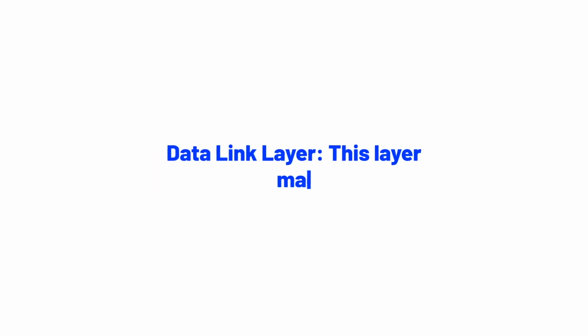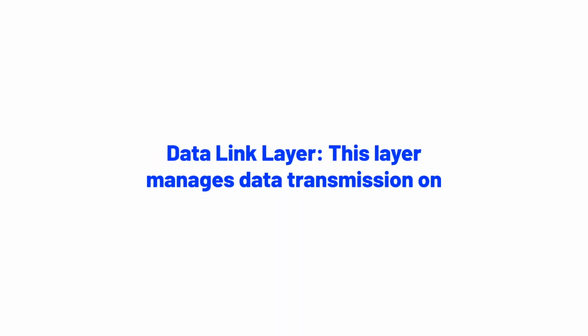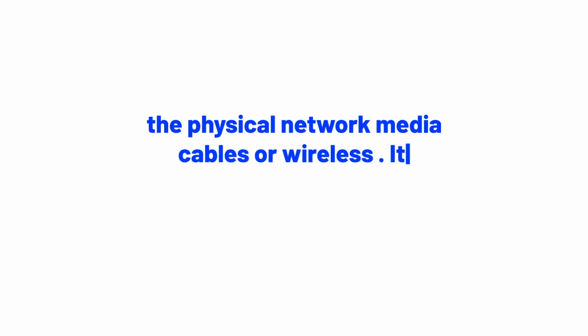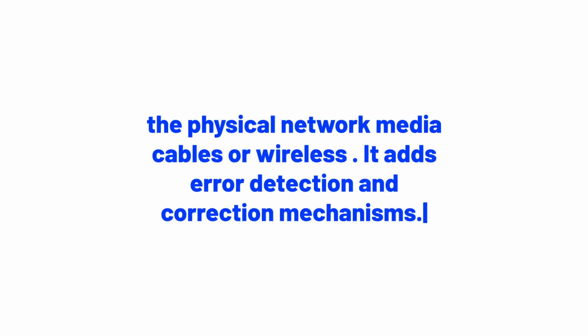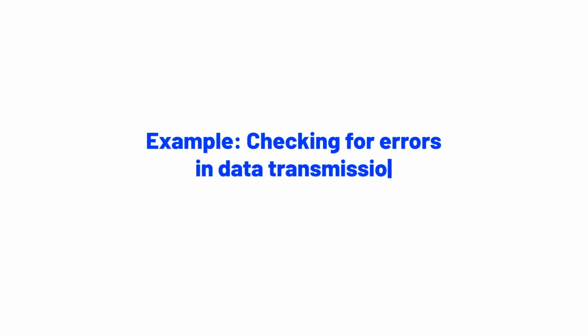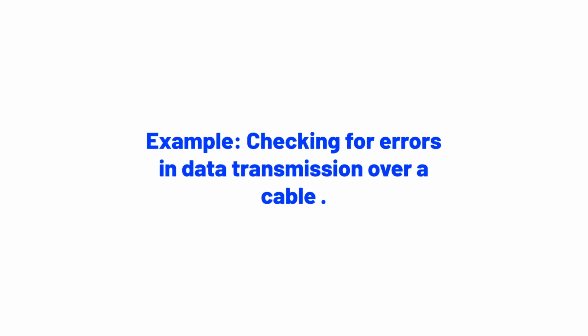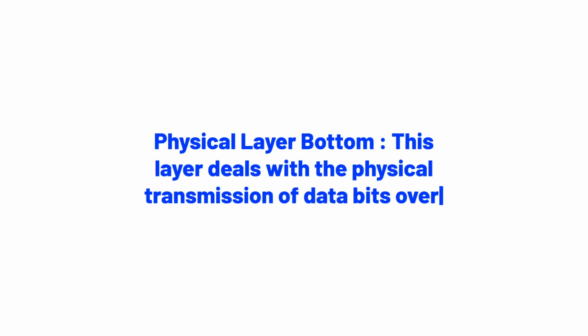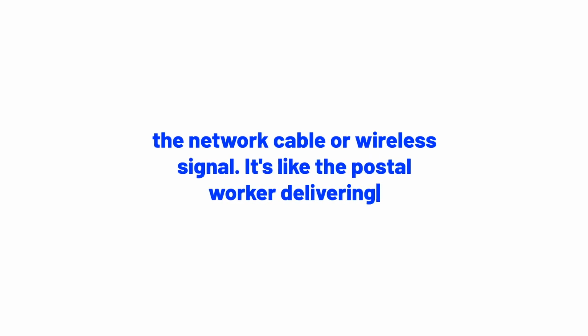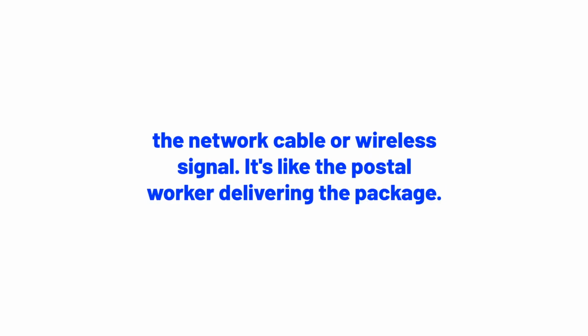Data link layer. This layer manages data transmission on the physical network media, cables or wireless. It adds error detection and correction mechanisms. Example, checking for errors in data transmission over a cable. Physical layer, bottom. This layer deals with the physical transmission of data bits over the network cable or wireless signal. It's like the postal worker delivering the package.